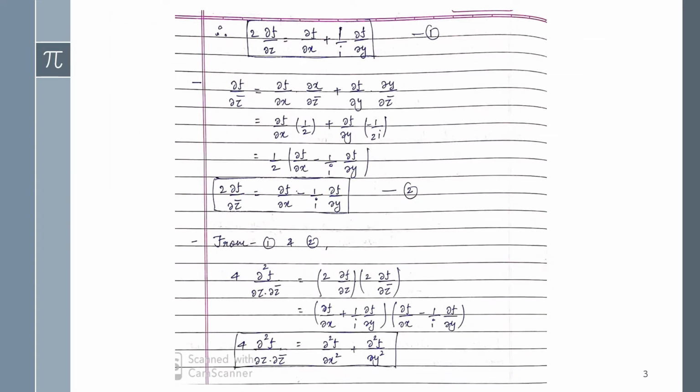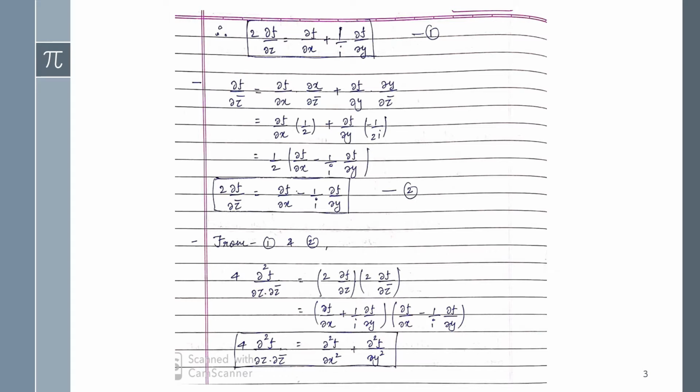As you know, LHS equals RHS, and you need 4 into ∂²f/∂z∂z̄. We need 2, so I am multiplying by 2, so that 2 into ∂f/∂z equals ∂f/∂x plus 1 upon i ∂f/∂y. I just did the cross multiplication of this, so that we can make 2 ∂f/∂z the subject. Now the same we will do for the next component.